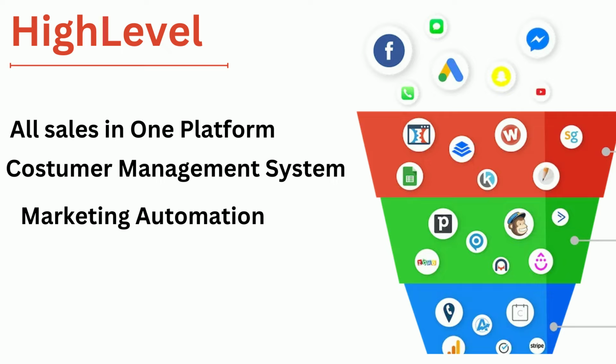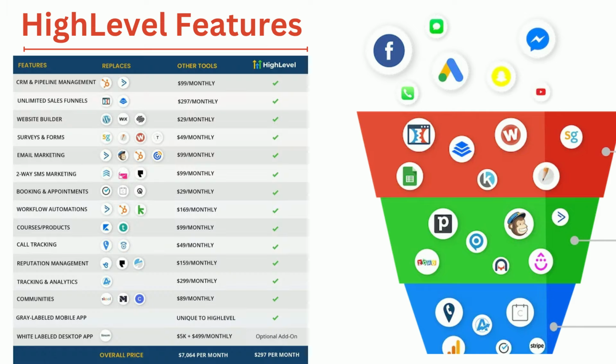So basically GoHighLevel is an all-in-one sales platform, a customer management system, and a marketing automation tool. So this is a short introduction of GoHighLevel. So let's delve into the features over there. So here you will be very clear about GoHighLevel.